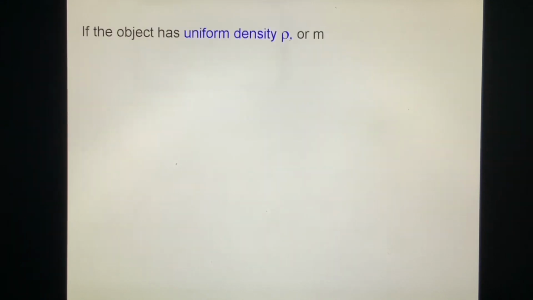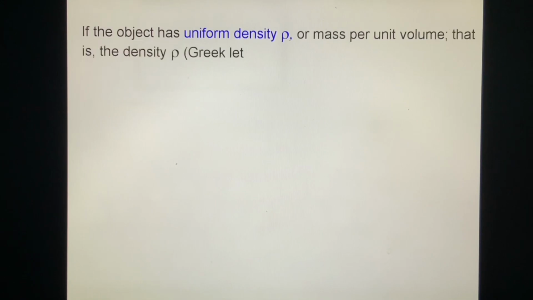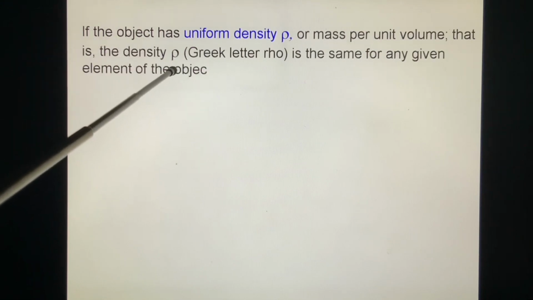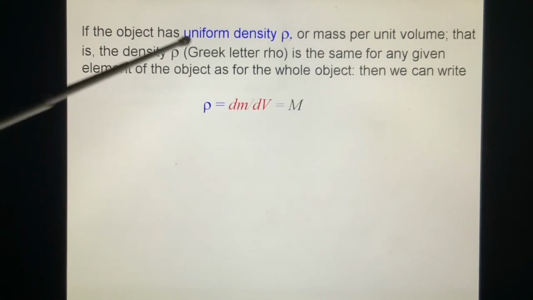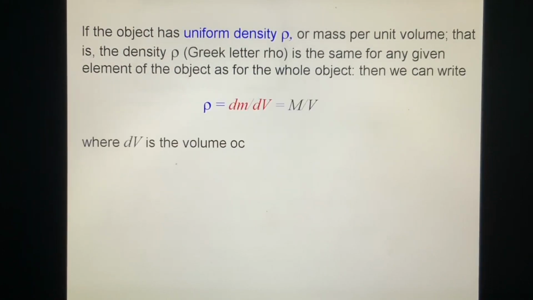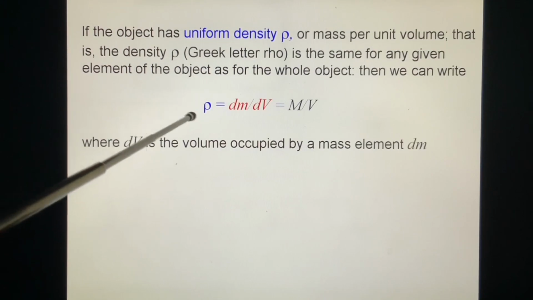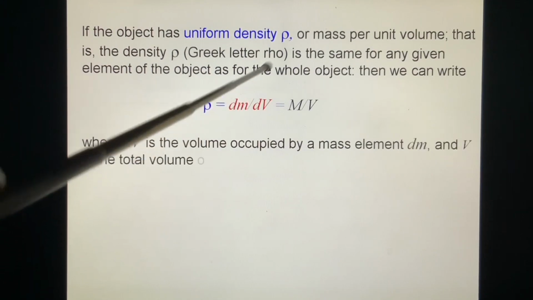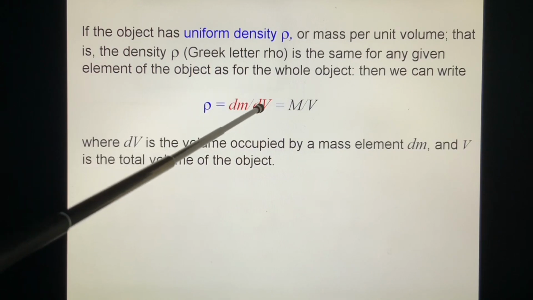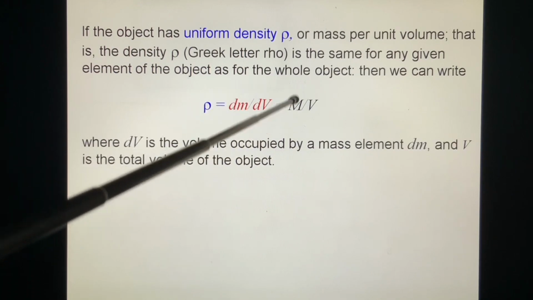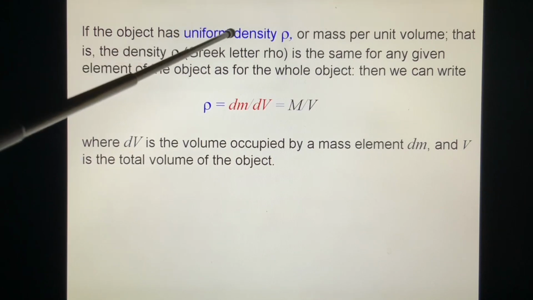If the object has uniform density rho, or mass per unit volume, that is, its density rho is the same for every element of the object as for the whole object, then we can write the density equal to mass over volume. The small one is dm over dv, the big whole one is M over V. If it's uniform, they are equal.